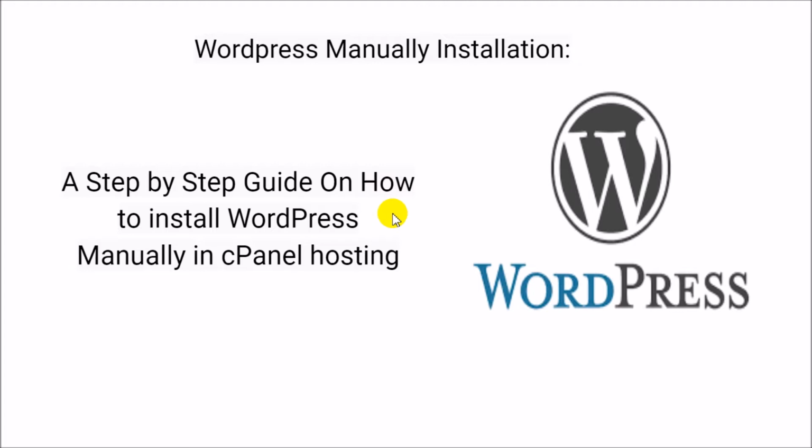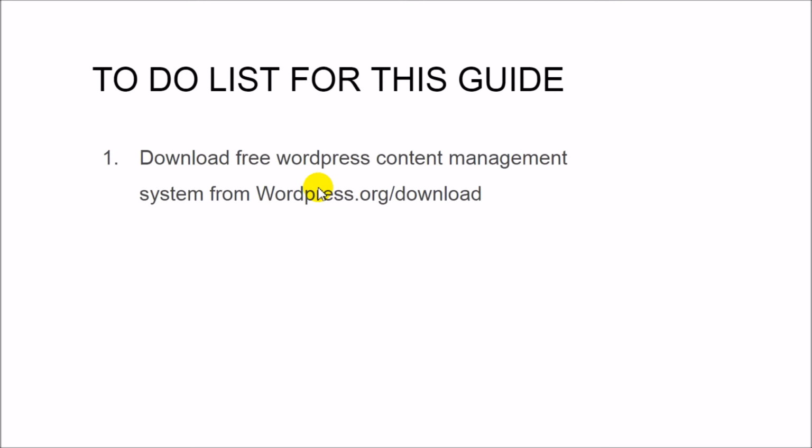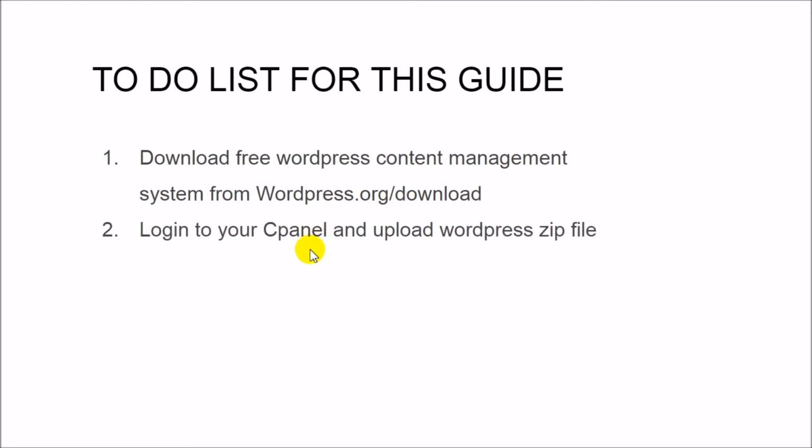But in this class, the WordPress manual installation, we are going to be working with a to-do list, a kind of steps guide that will help us take the right steps to doing this manual installation correctly. First, we are going to download the free WordPress content management system from wordpress.org/download. Then once we do that, we are going to log into our control panel and upload the WordPress zip file, which is the one that we'll download from here.